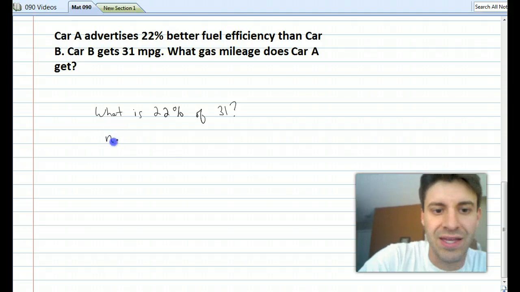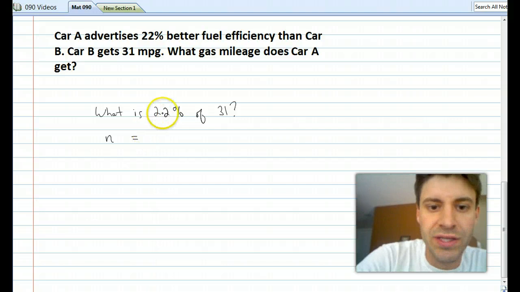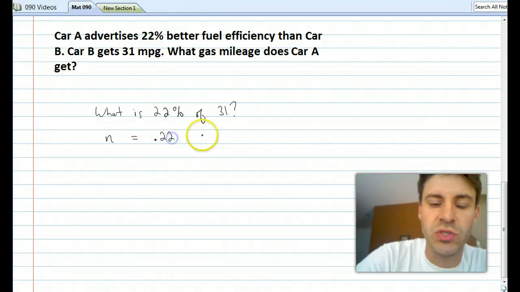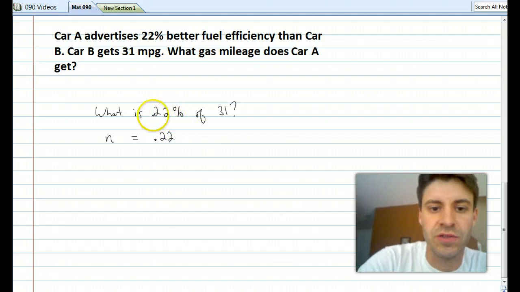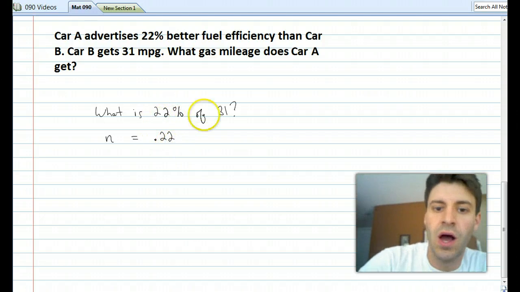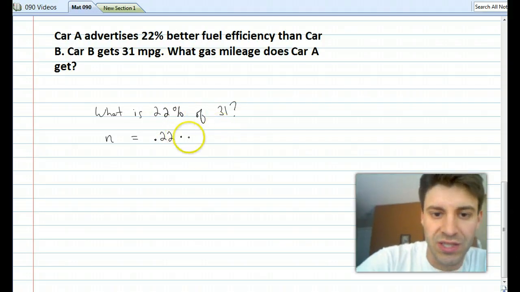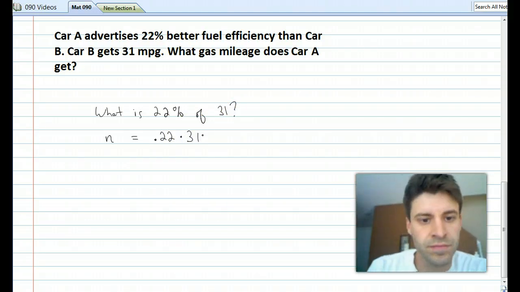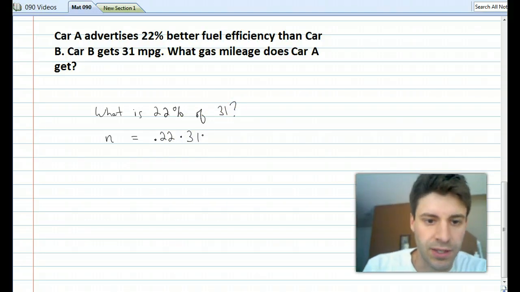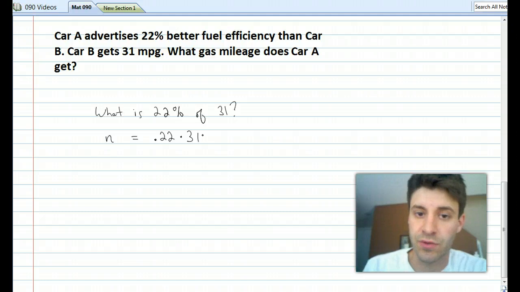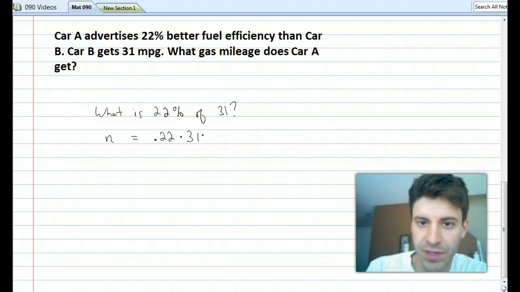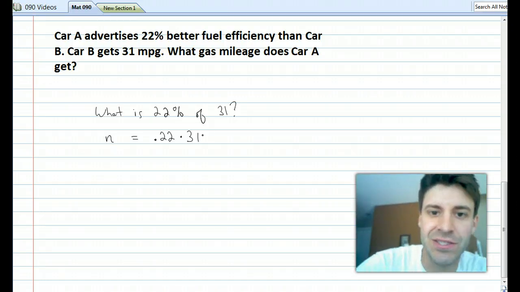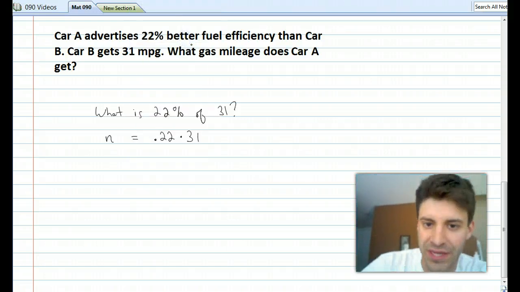So I'm going to call my unknown n again. What is an equal sign. 22% is actually going to be written as 0.22. We're going to move the decimal place to convert this to decimal notation. Of is multiplication, 31. So this is really simple now. N is 0.22 times 31. And if you have a calculator, you can type that in really quickly.